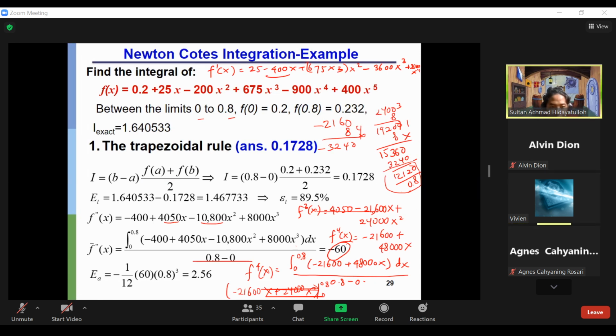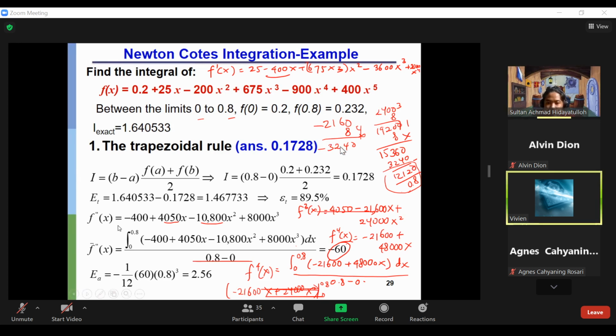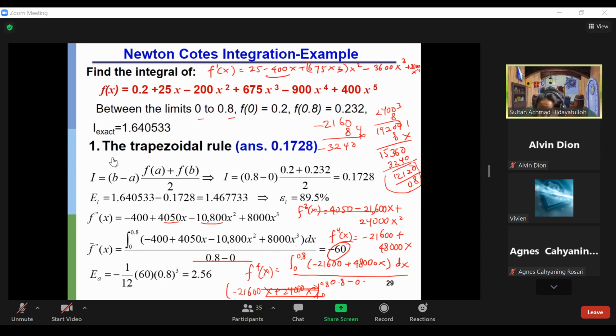Excuse me. Yes. I want to ask, I am still confused about the difference between f derivative and f bar derivative. What is the difference, ma'am? And the calculation, why does the calculation include the integral there? I still don't know about that.